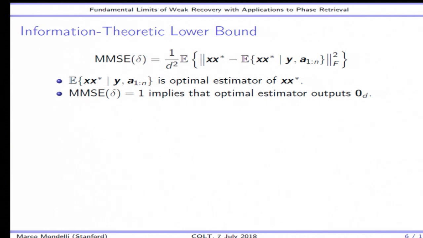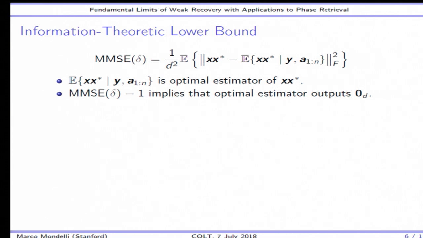So the MMSE is 1 over d squared because this is a d by d matrix, so this term here is just for normalization of the expected value of the Frobenius norm. So this is the sum of the squares of this matrix here. This is the thing that I want to estimate, x x transpose, minus the Bayes optimal estimator. This is the expected value of my target given everything, so given the measurement matrix, which I know, and given the measurements. Okay, so this is the optimal estimator, and in general, it's exponentially hard to compute.